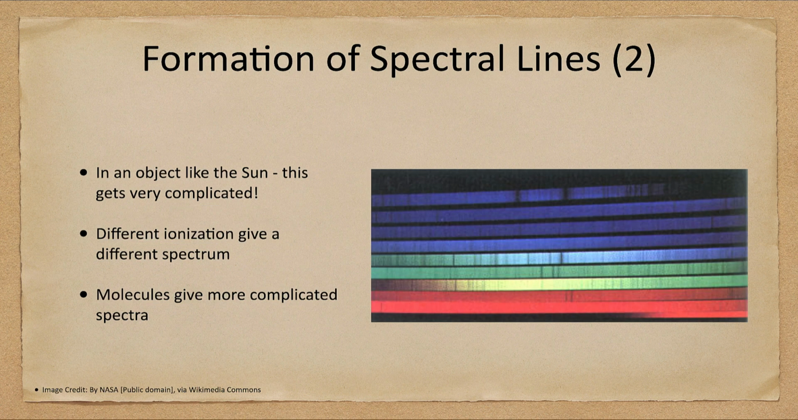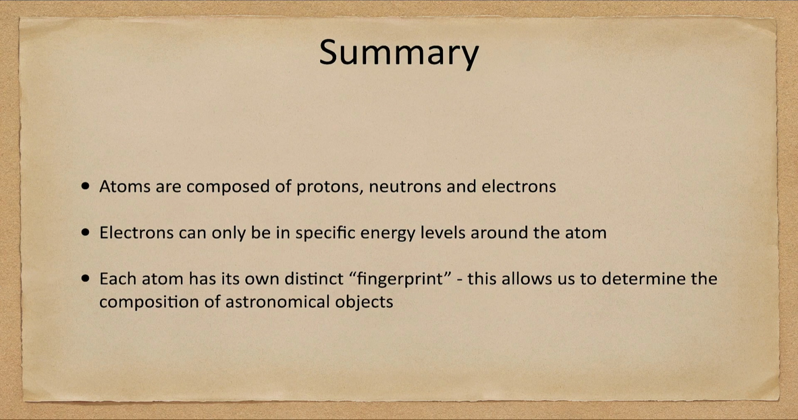So let's go ahead and finish up here with our summary. What we looked at is that atoms are composed of protons and neutrons, which make up the nucleus, and the electrons, which orbit around. The electrons can only be in very specific energy levels around the atom, so they can't be in just any place. They have to be in one of those specific energy levels, and they can transfer between them, either giving off or absorbing energy. And this gives each atom its own distinct fingerprint and allows us to determine the composition of various objects in astronomy.